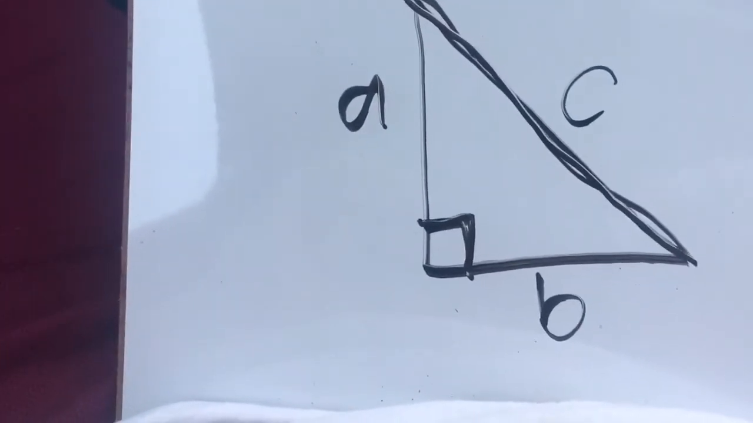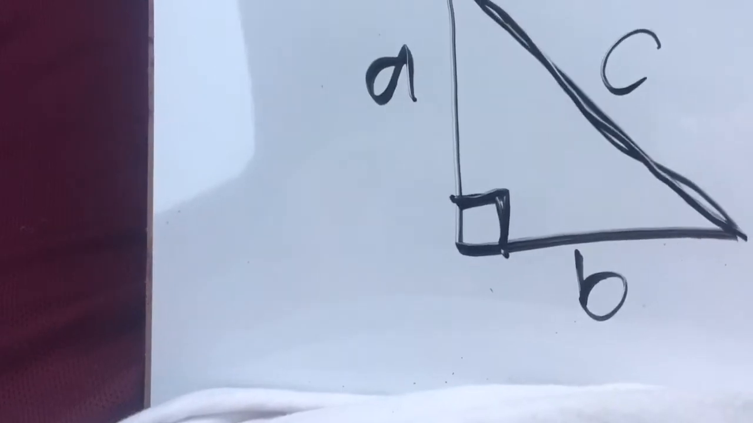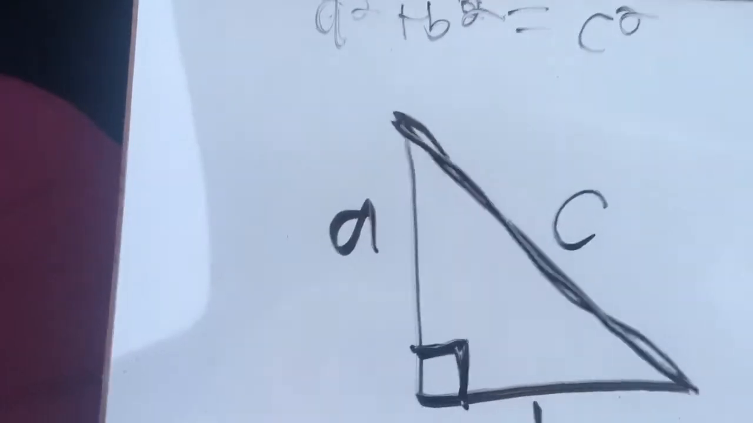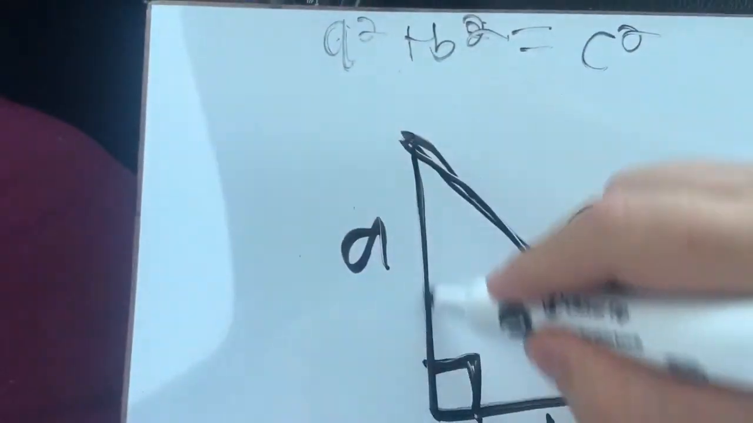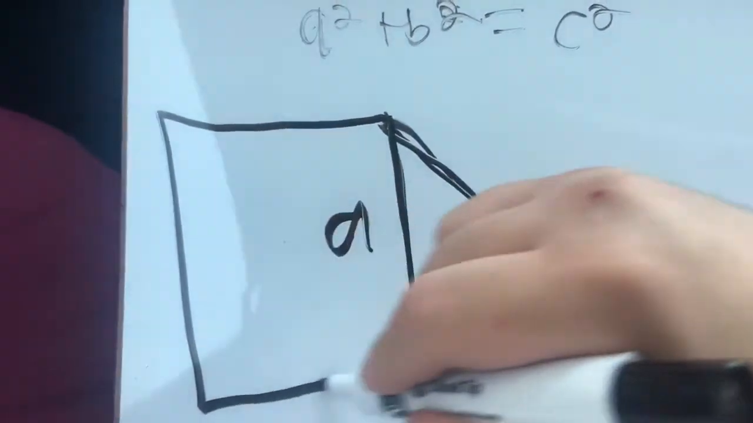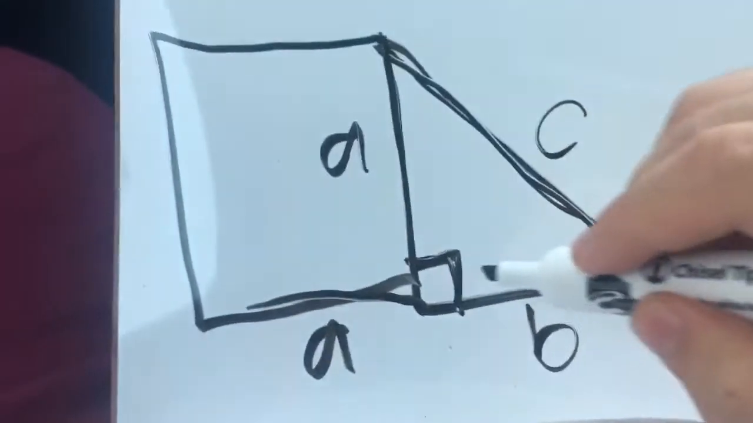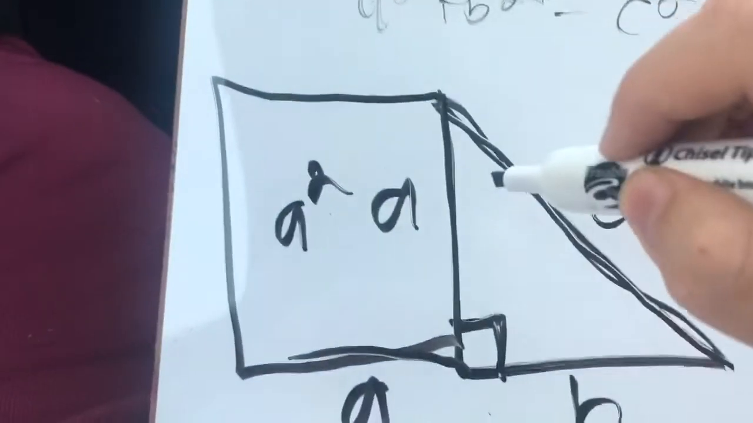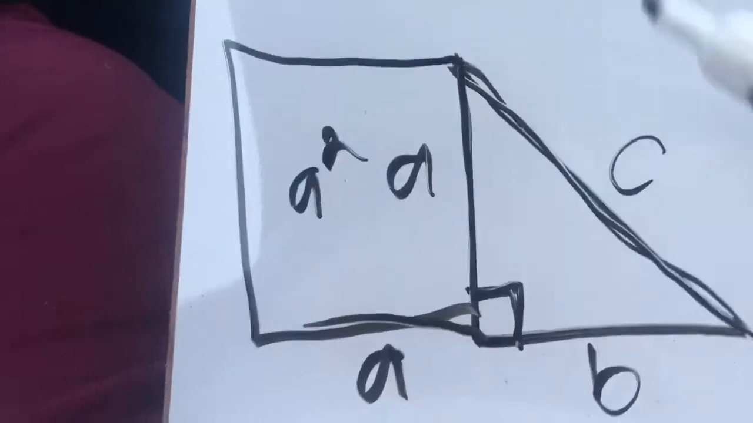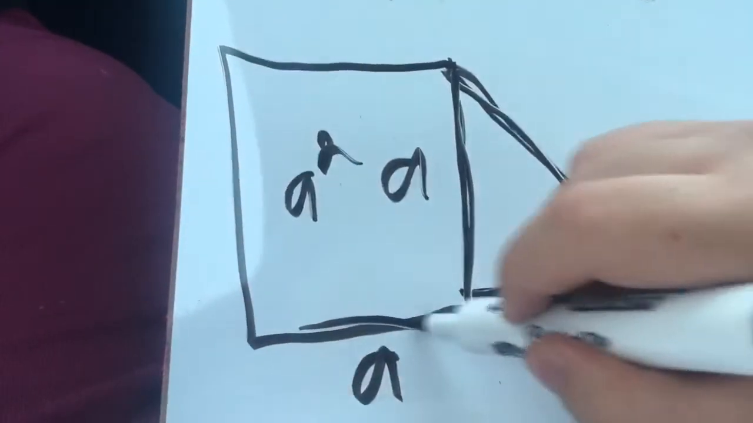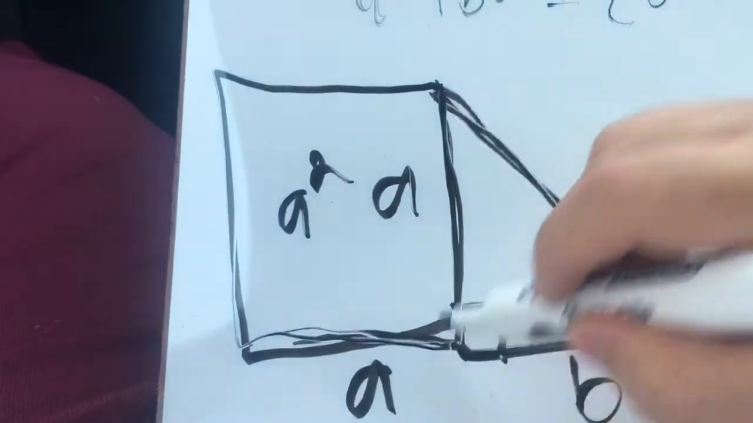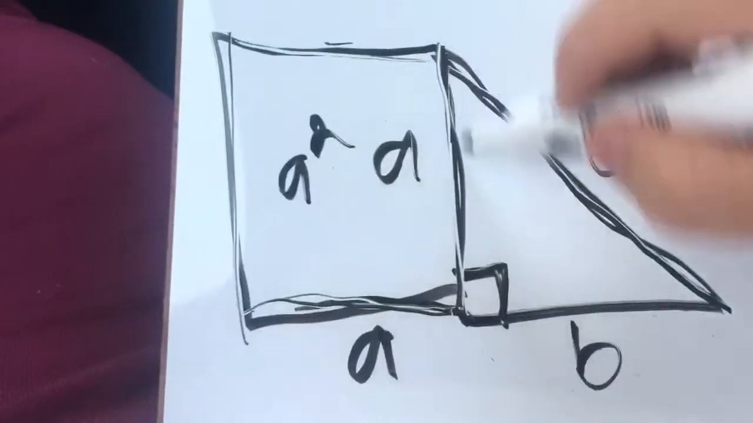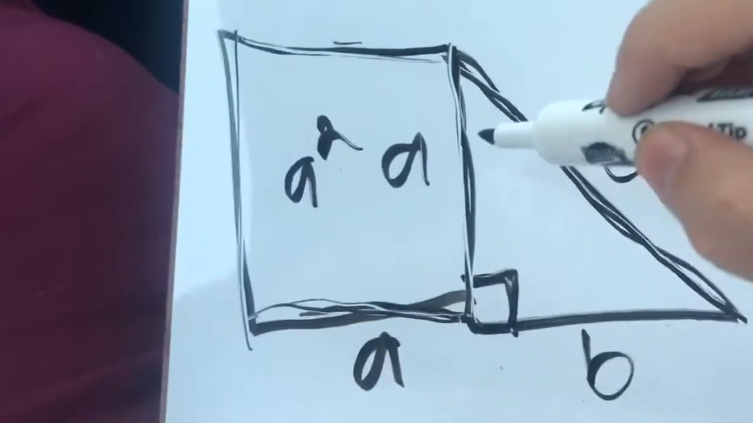So, what this is saying up here, a squared plus b squared equals c squared. If you was to get a and square it, get a times a, a times a is equal to a squared. And a squared is the area of this square right here, which has an a of this side, a of this side, a of this side, and a of this side. So the area of this square is a times a, which is a squared.